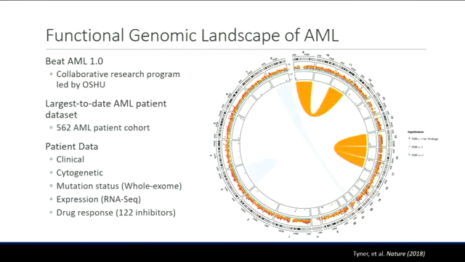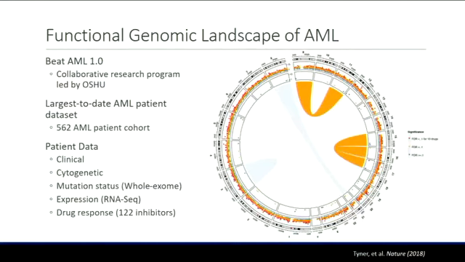And just to summarize some of the key things that they did, they were looking at associations of mutation status and gene expression, and looking at the associations of those genetic events in terms of drug response. So this is a Circos plot that shows all these different genetic events across the entire transcriptome, labeled by chromosome.